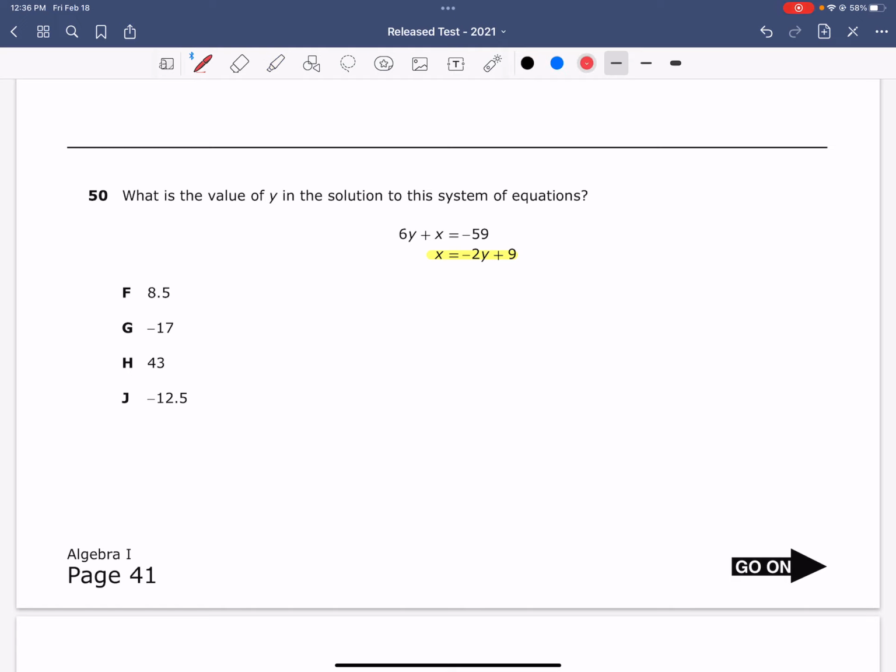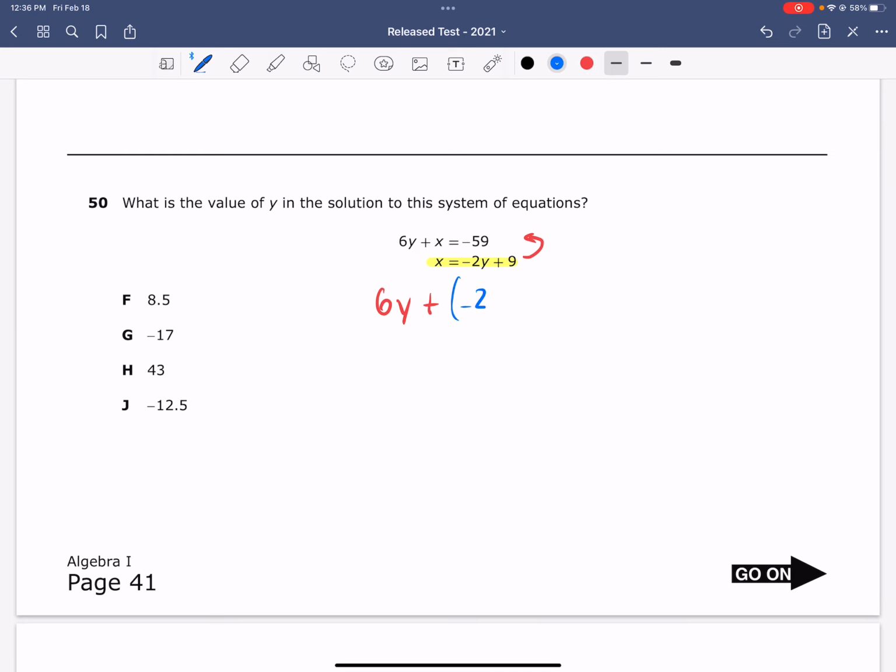I'm going to substitute that into the first equation to get one of the variables. The first equation says 6y plus x, but instead of x, I'm going to put negative 2y plus 9 in its place. Then I'll finish out the rest of the equation, equals negative 59. From there, I have two like terms that I can combine, 6y and negative 2y, which will give me 4y plus 9 is equal to negative 59.